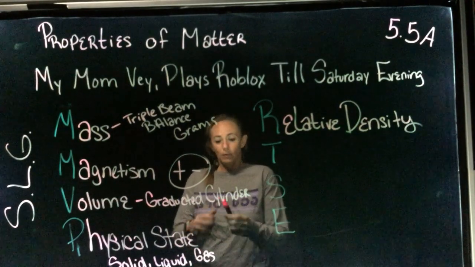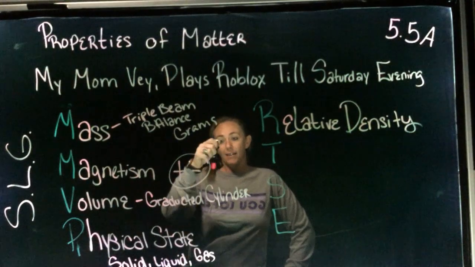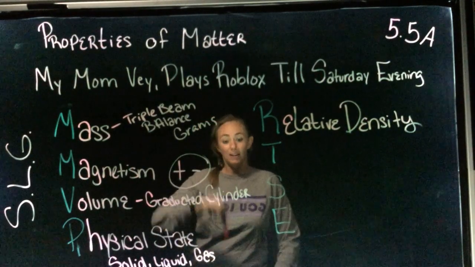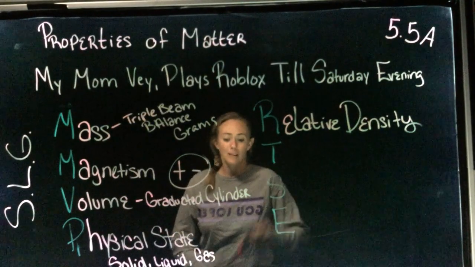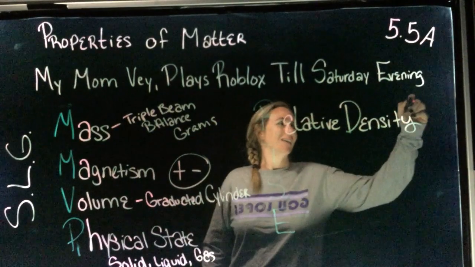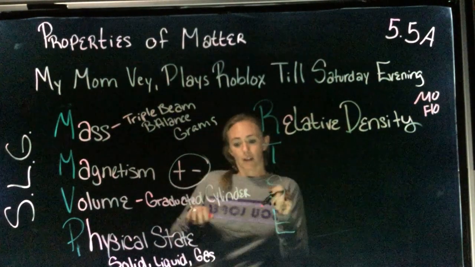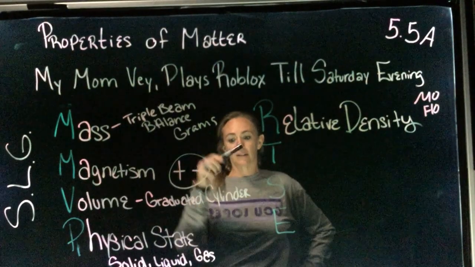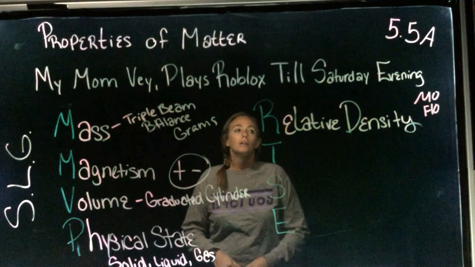That means if I put this in a cup of water, and it sinks, it's going to hit the floor, and we say that's mo flow, because if it hits the floor, it must be mo, right? Mo flow. If it's more dense, it's going to sink, and when it sinks, it hits the bottom, which is closest to the floor.